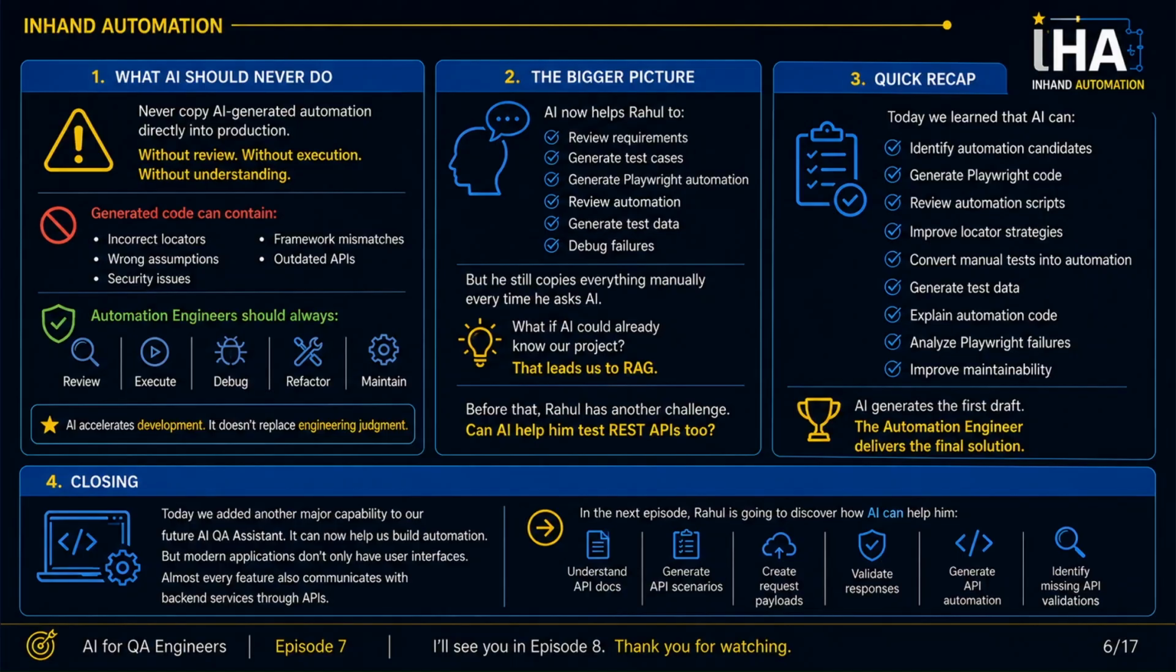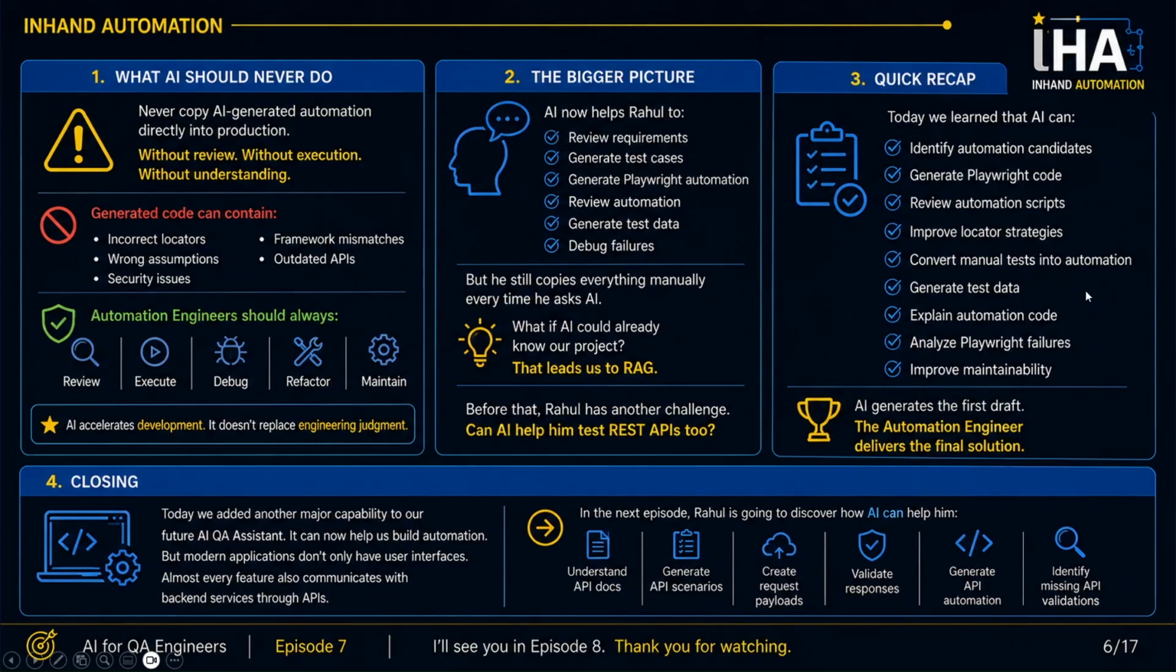So quickly recap what we have learned today. First of all, before starting the automation script creation, we should identify whether this particular test case is an automation candidate or not. Then we should generate Playwright, Selenium, Cypress, Katalon Studio code, and then we should review that particular script or code. If any improved locators are there, we should follow that, and then we see that we can convert the manual test case into an automation.